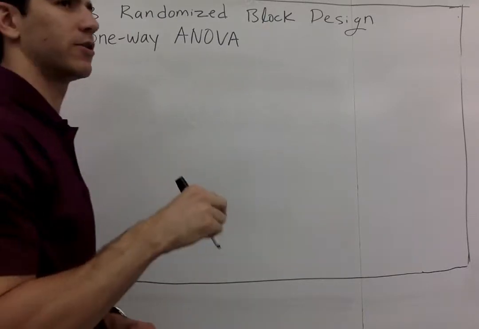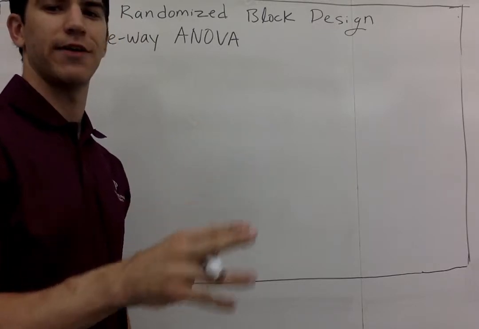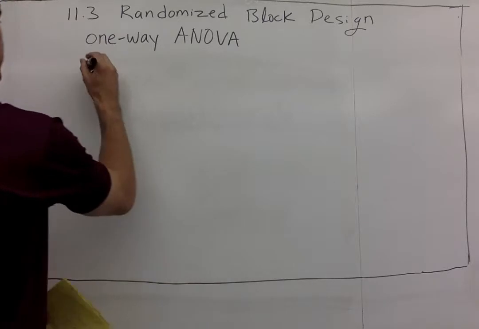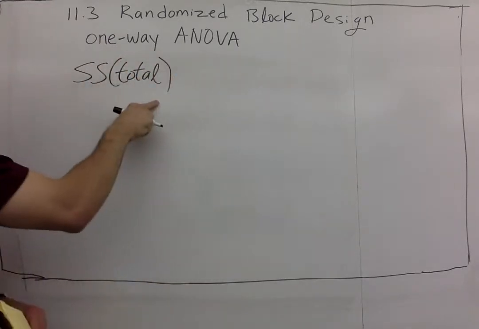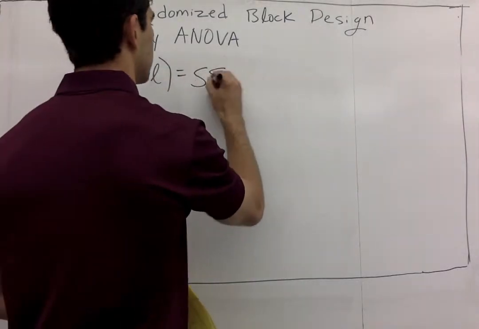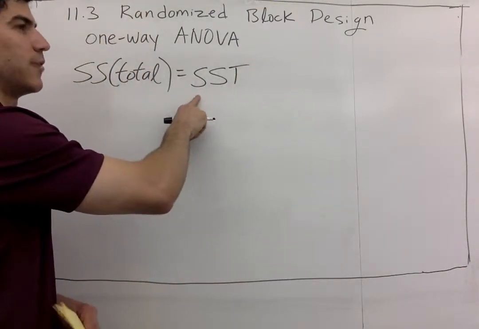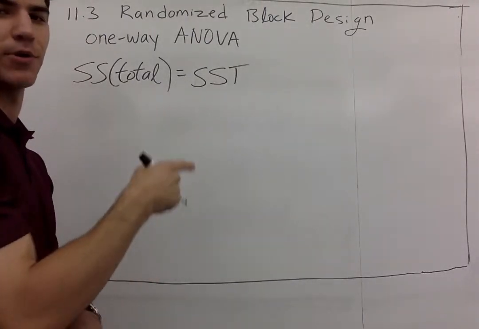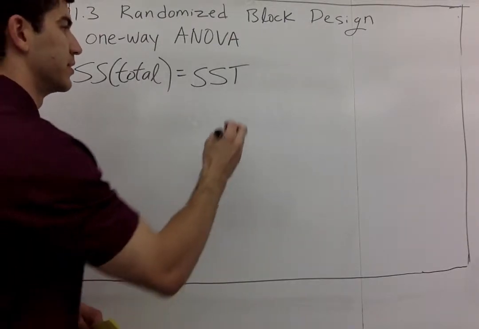Just like last class, we had a total variation in the problem, and then we partitioned that variation into variation due to the treatments and then error. So similarly, we have total variation in our problem, and we're going to partition it. We're going to have variation due to the treatments or the factor. That's SST. So this is variation in the defects per production run based on the different production methods.